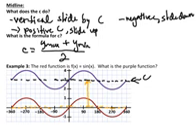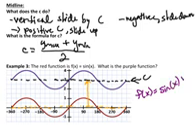So my formula for the purple function would be f of x is equal to, it's just a regular old sine function that we started with here, plus c, and c is 3. We've slid that thing up by 3.